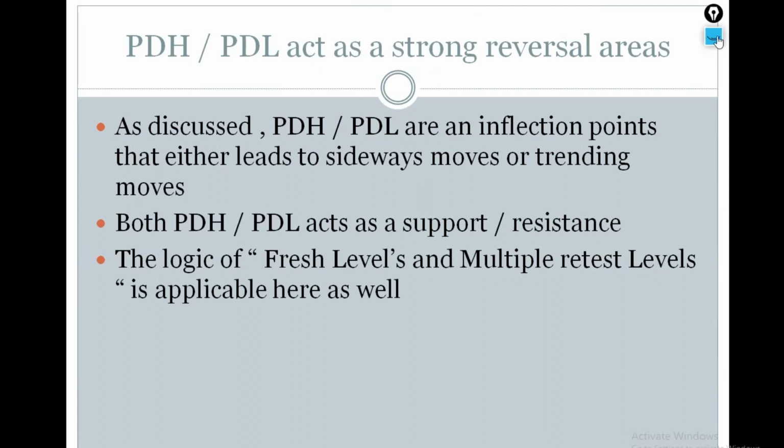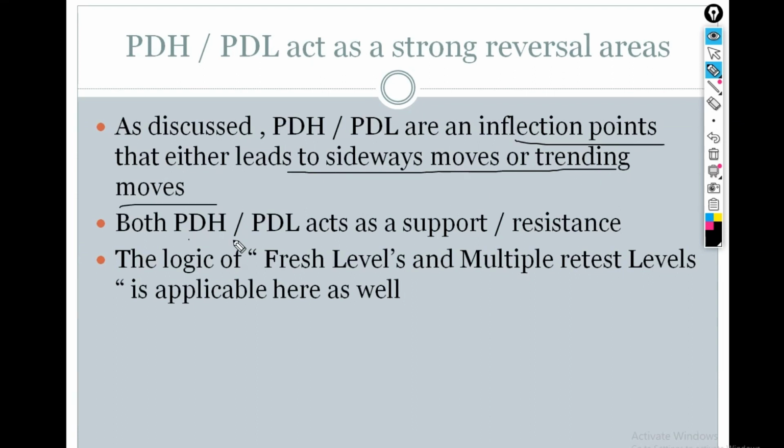Like I said, they don't just act as an area of breakout. As we saw, markets took reversal exactly from the previous day low in the very first example. So they are basically inflection points which lead either to a sideways move or trending moves. Both previous day high and previous day low act as support or resistance. The logic of fresh levels and multiple retest levels is applicable here as well.